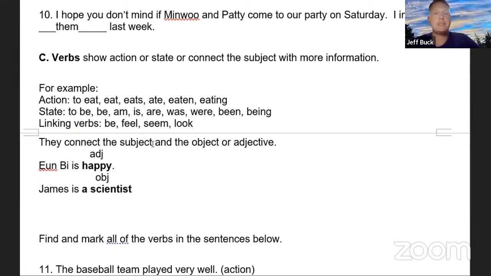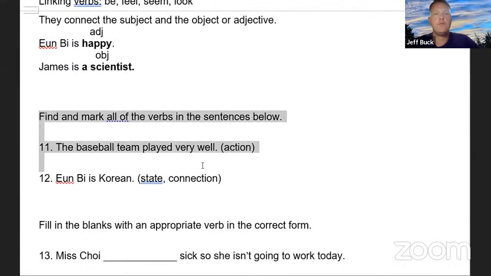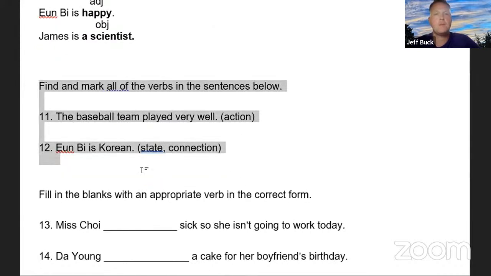Right? And they connect the subject with an object or an adjective, such as Unbi is happy. So "be" tells you about Unbi. James is a scientist. So "scientist" tells you about James. All right, so in 11 and 12, mark all of the verbs. Again, anytime you need to pause the video to do the exercise, you can do so. So here are the answers.